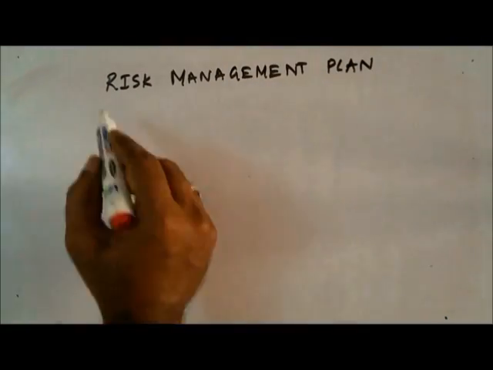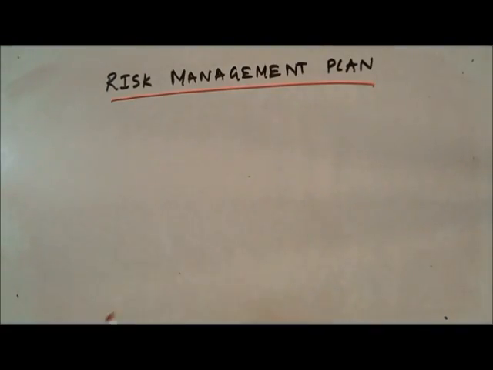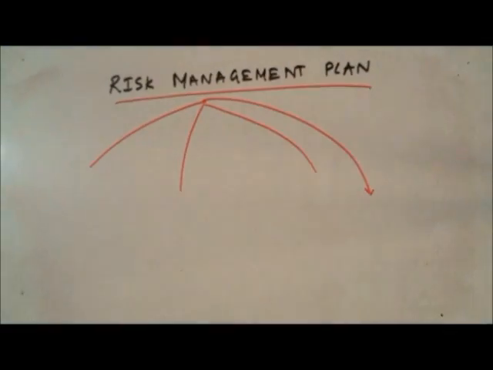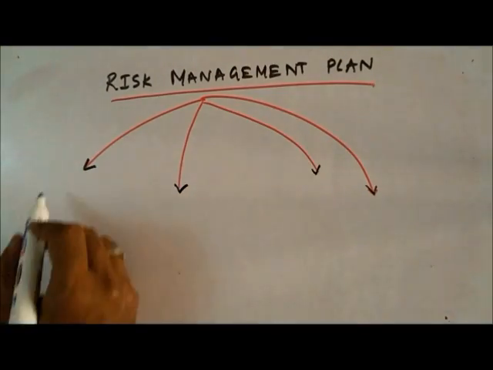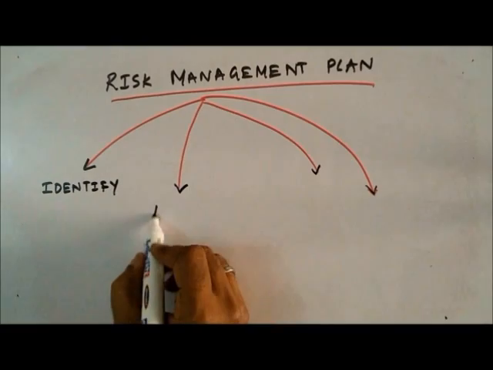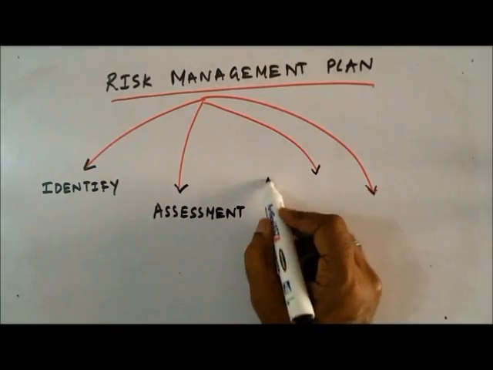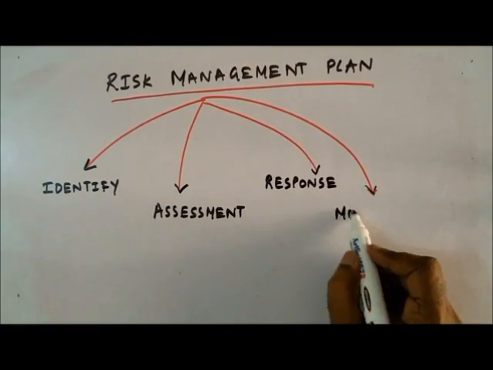There are four components to a preventable risk plan. They are identify, risk assessment, risk response, and finally monitoring. Let's look at each one of them one by one. The first one is identify.